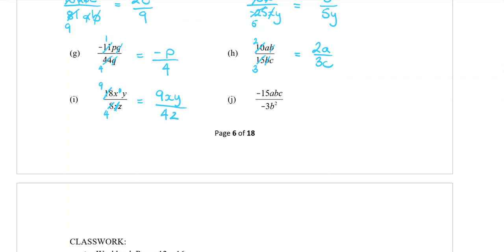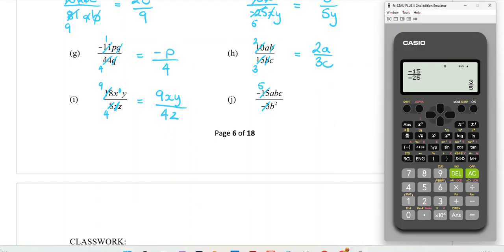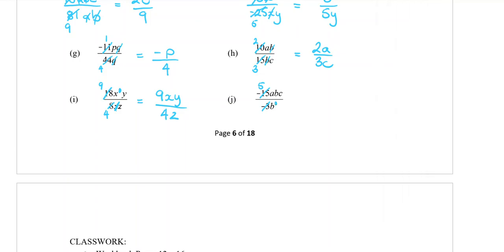J, minus 15abc over minus 3bb. So those numbers actually do divide nicely, minus 15 divides by minus 3 exactly 5 times. And again, I could show you that on the calculator. You could type it in and go minus 15, clear that, minus 15 over minus 3, and there's the 5. So it means there's no number left on the bottom. But there are 2 b's on the bottom, which means I can only cancel one of them off with the one on the top. So there'd be one left on the bottom. So the answer is 5, A and C on the top, and one lone little b on the bottom.